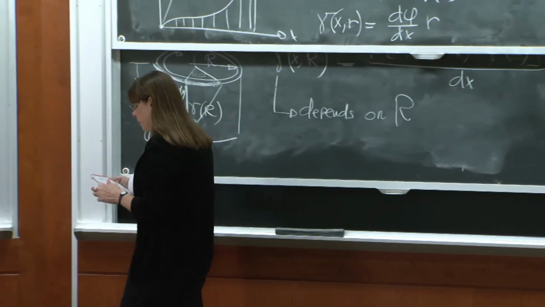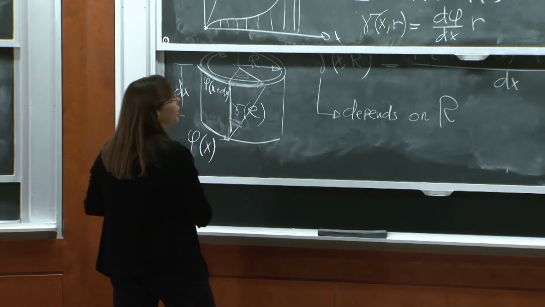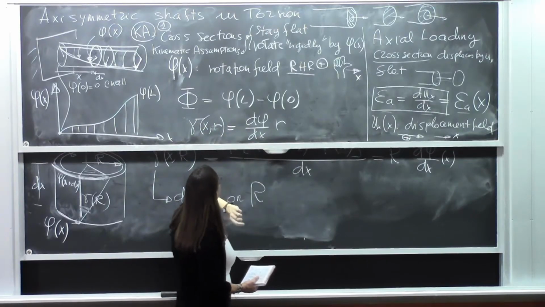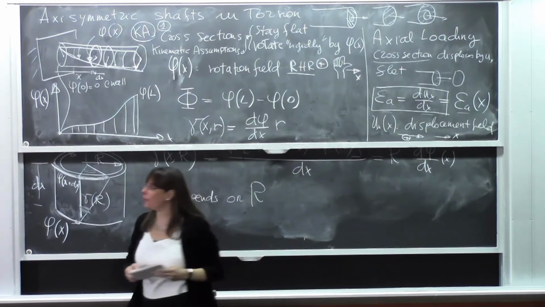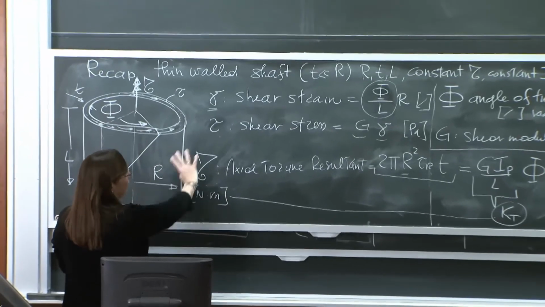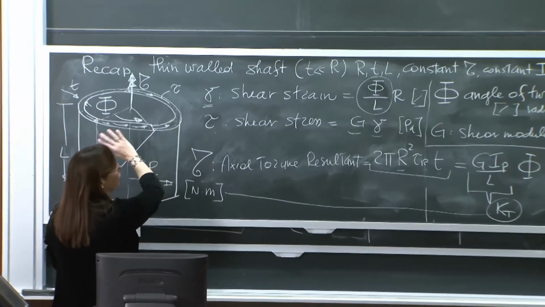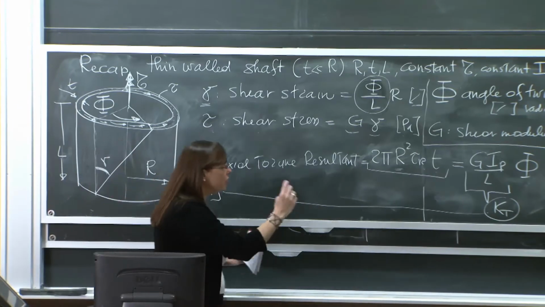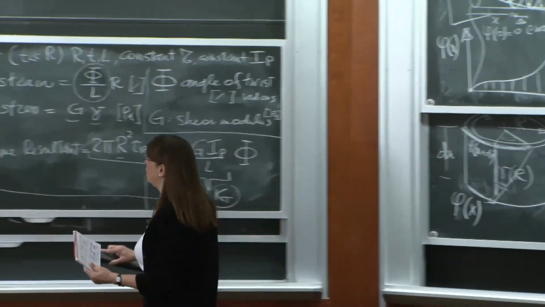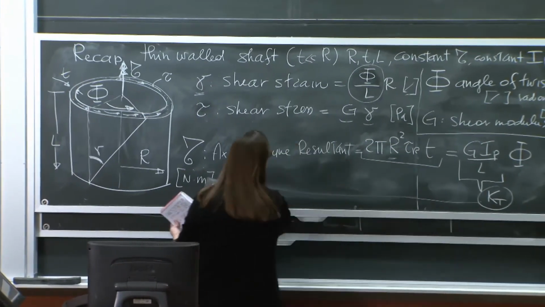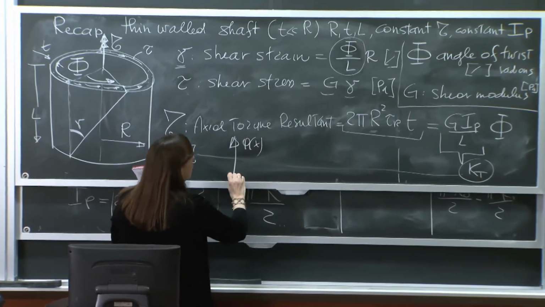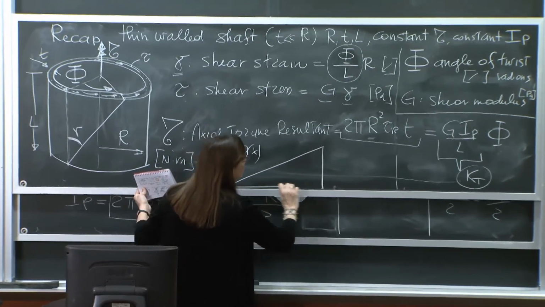Let's see what else. Oh, one thing that I forgot. See, this gamma is d phi dx times r. In the case of this special shaft in which everything is uniform, your d phi dx is constant. If I were to plot phi of x for this shaft over here, I would find that phi of x looks like that. It's just that d phi dx is constant.